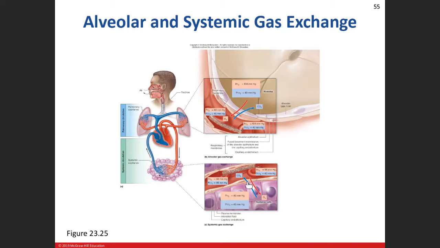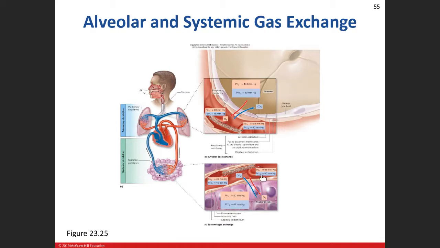Not too bad? Okay. Swing down here to the tissues now. Okay. Look here. Partial pressure of oxygen is 95 millimeters of mercury in the blood. All right. What is it in the tissues? 40. Where does it want to go? Into the tissue. Makes sense, right? We want to get that oxygen in the tissues. Okay. So it's going to diffuse into the tissues.